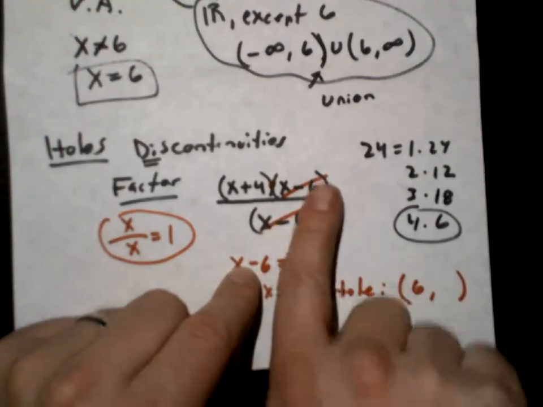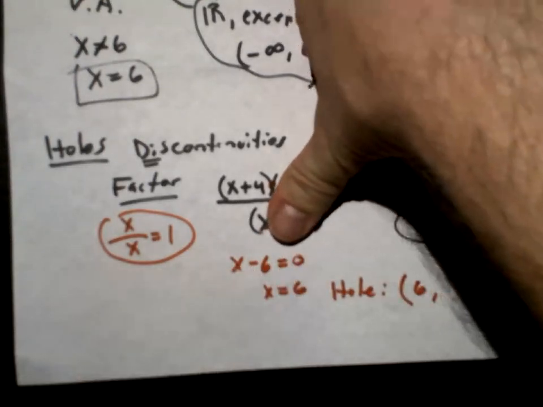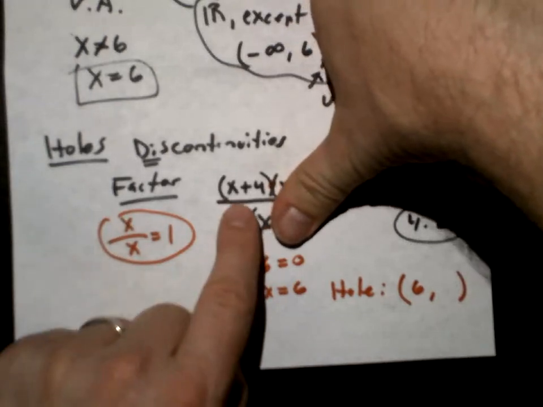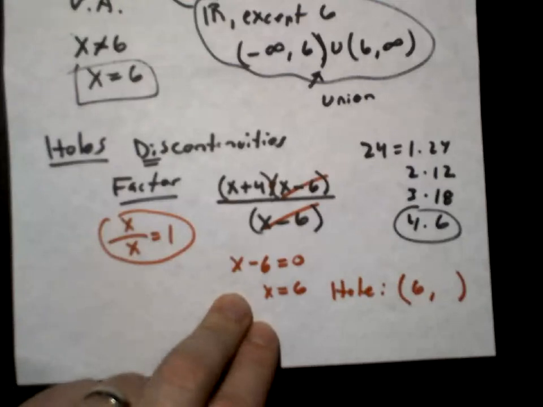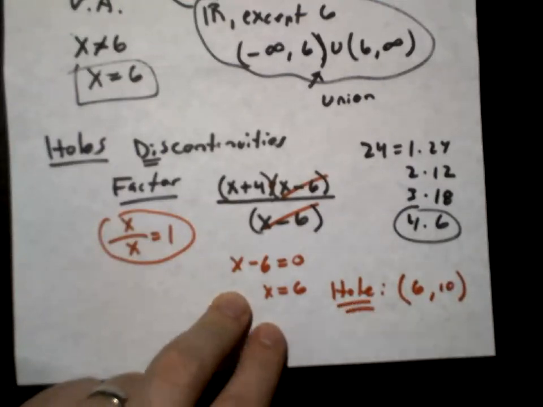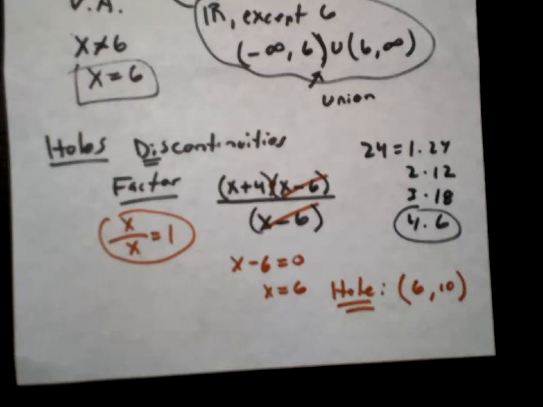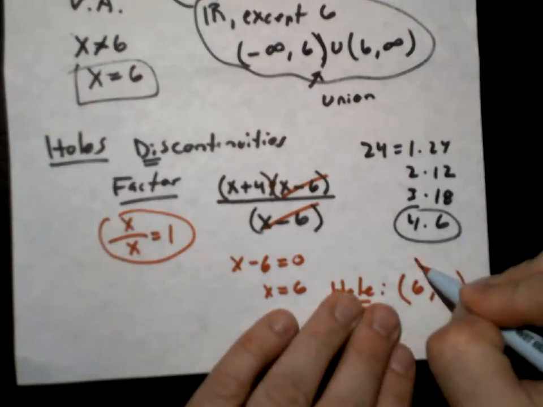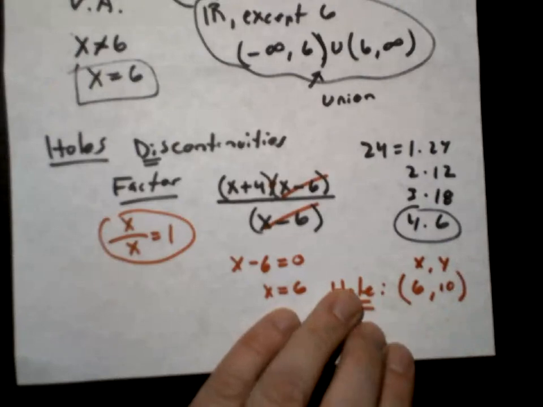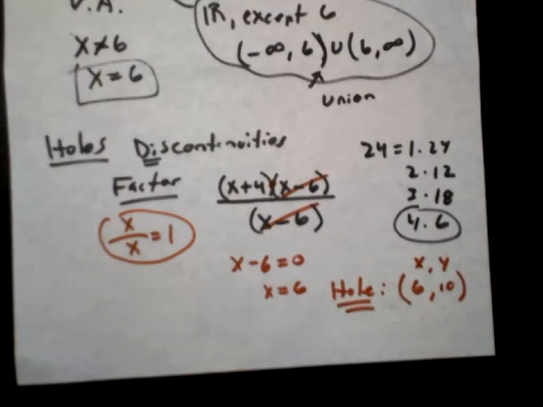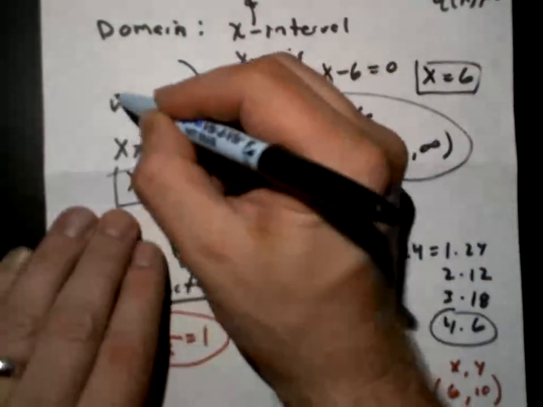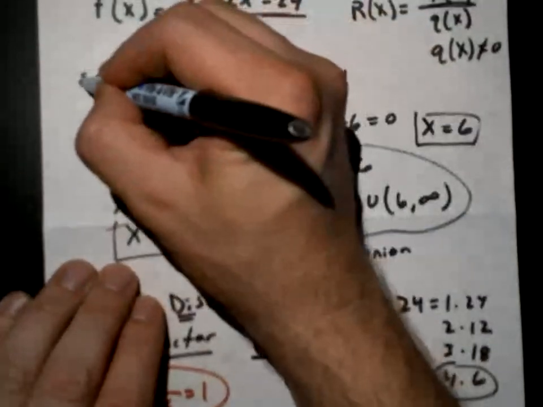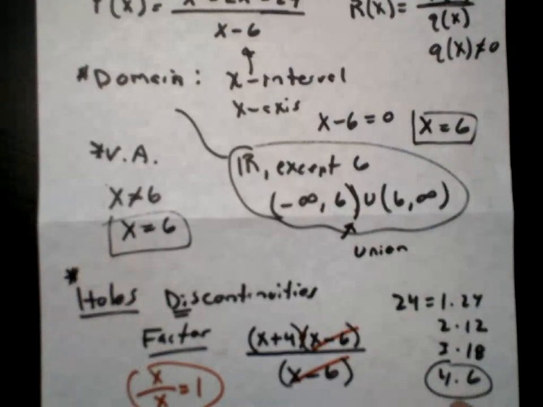So you see how these cross out? That goes bye-bye. If I plug it into there, that's 6 plus 4, which is 10. So that means if I plug it in, I get 10. So I have a hole right there at 6 comma 10. If I were to graph that, by the way, that hole is x comma y, if you think about it. Okay, so we found the hole, we found a discontinuity, we found a domain.